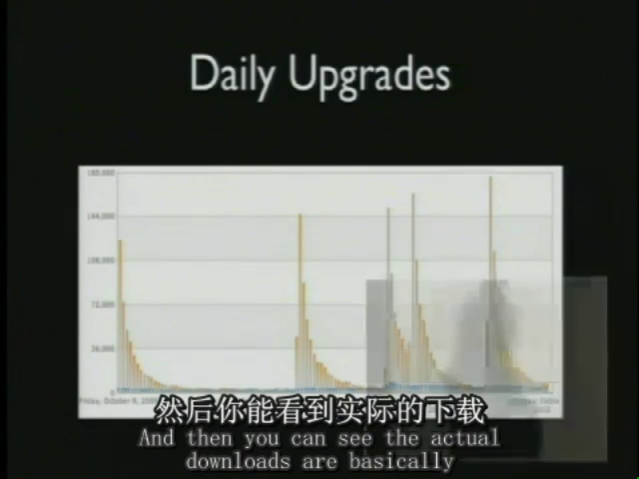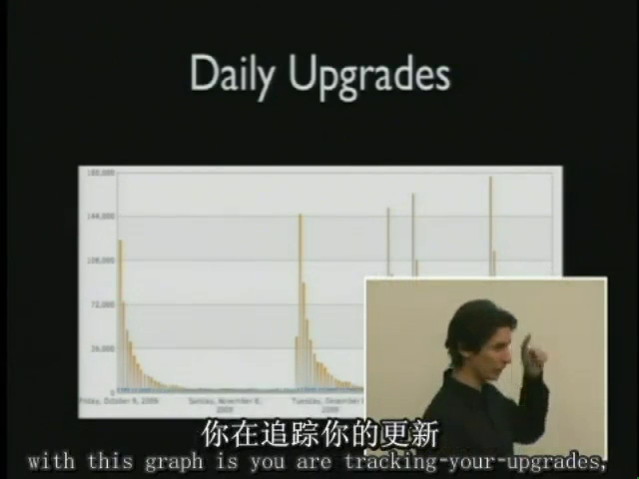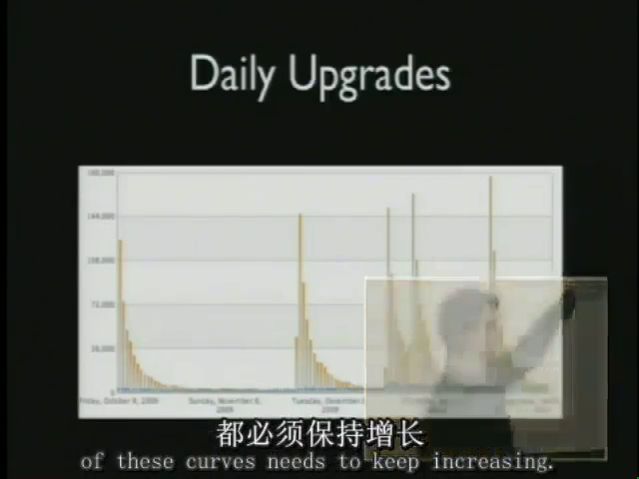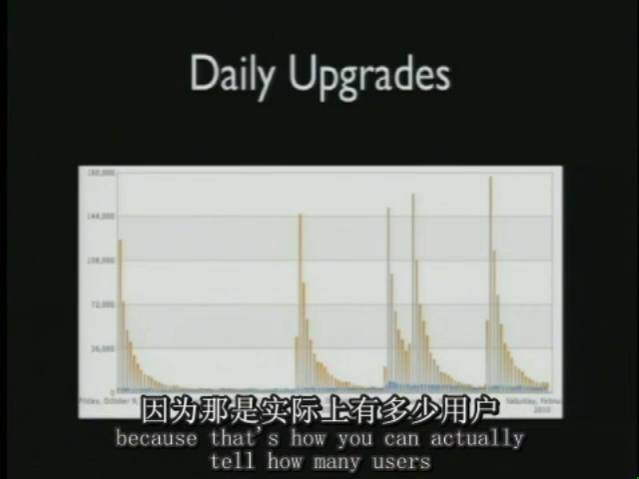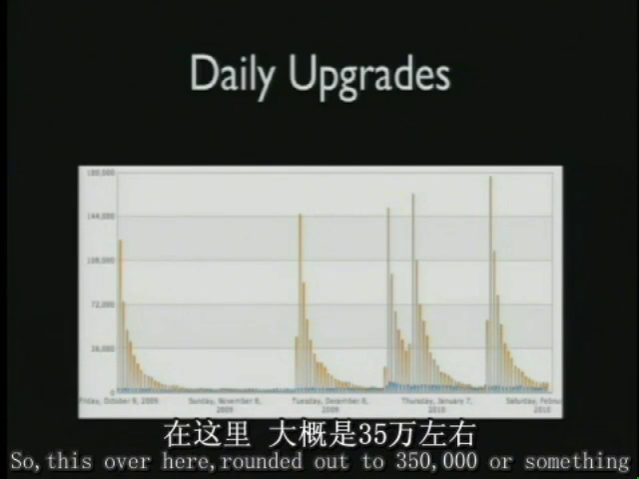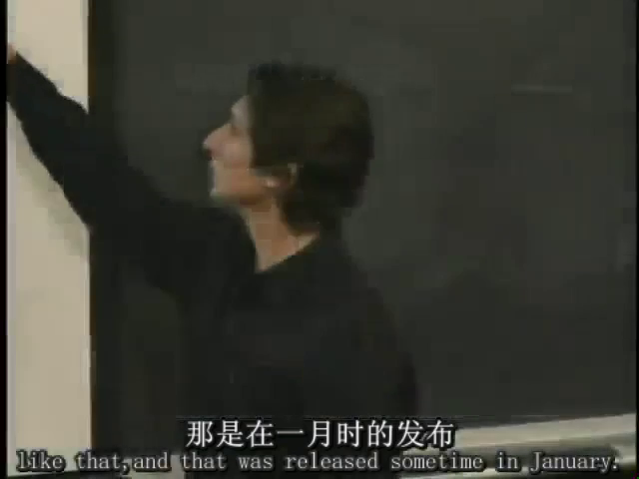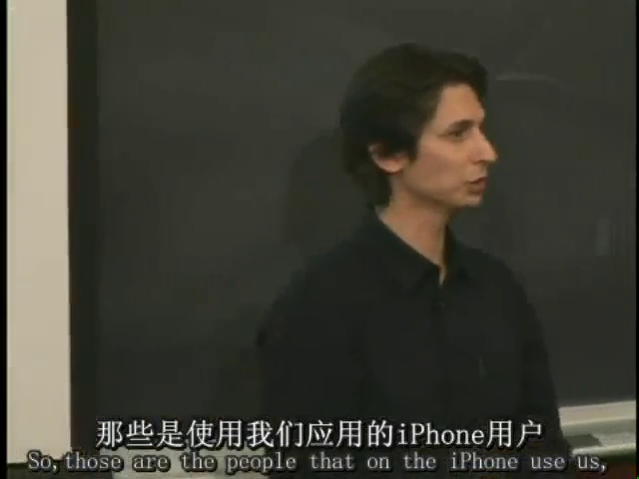And then you can see the actual downloads are basically minuscule compared to that. And the important thing with this graph, if you are tracking your upgrades, is that the integral of every one of these curves needs to keep increasing. The area underneath the curve needs to keep increasing, because that's how you can actually tell how many users out there have you on there. So this over here rounded out to 350,000 or something like that. And that was the release sometime in January. So, those are the people on the iPhone that we feel are using it.